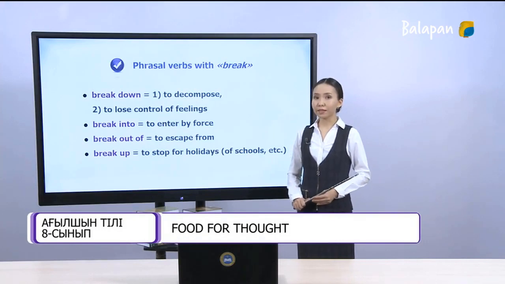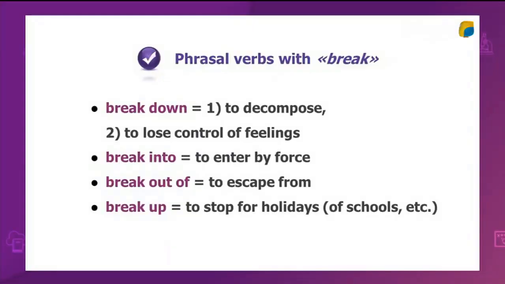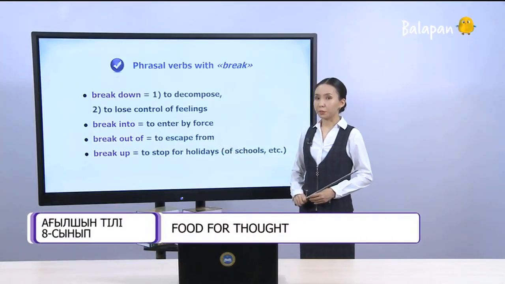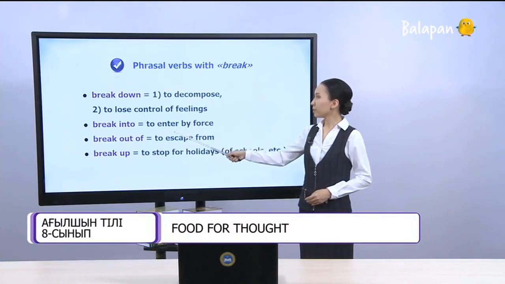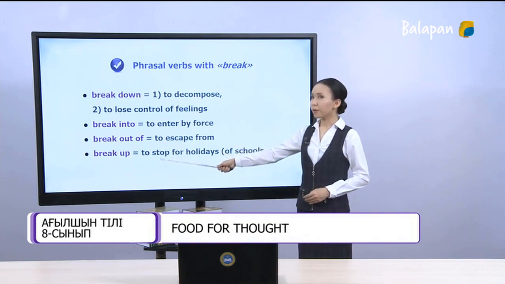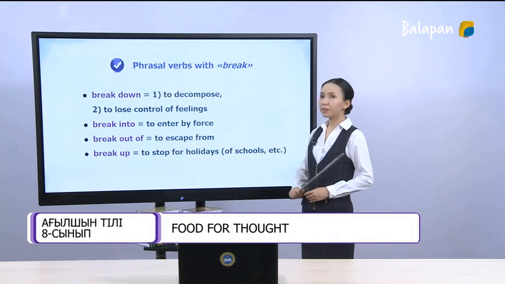Now consider the phrasal verbs with the verb break. The first phrasal verb is break down. It means to decompose or to lose control of feelings. Break into. It means to enter by force. Break out of means to escape from. And the last phrasal verb is break up. It means to stop for holidays, of schools, and etc.